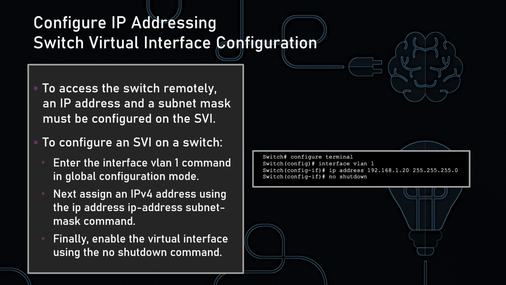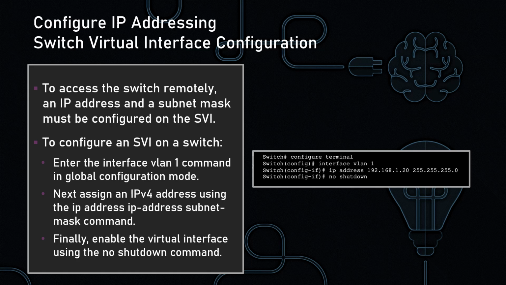Now, we talked a little while ago about the VTY lines to be able to get in and work on a switch or router remotely. How do we do that? Well, we have to set up a web interface. Not necessarily a web interface, but definitely an internet interface. So we would use something like an SVI, switch virtual interface, that requires an IP address as well as a subnet mask.